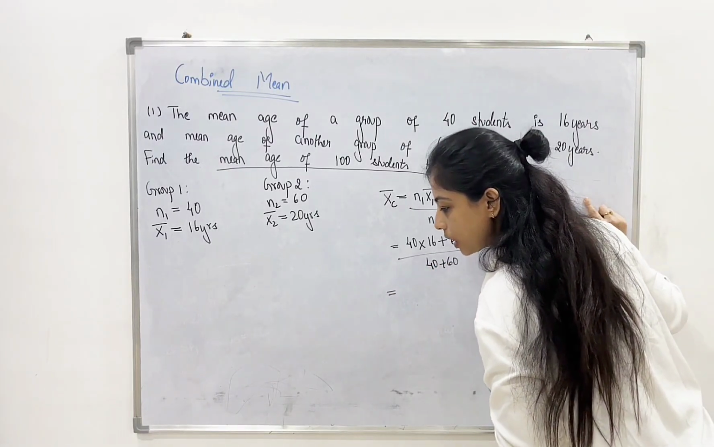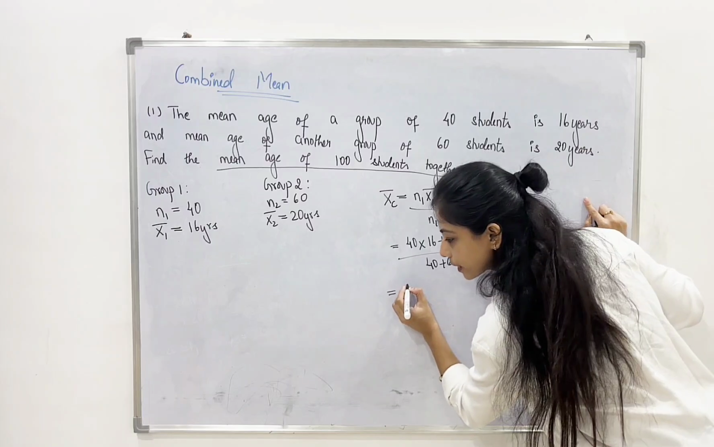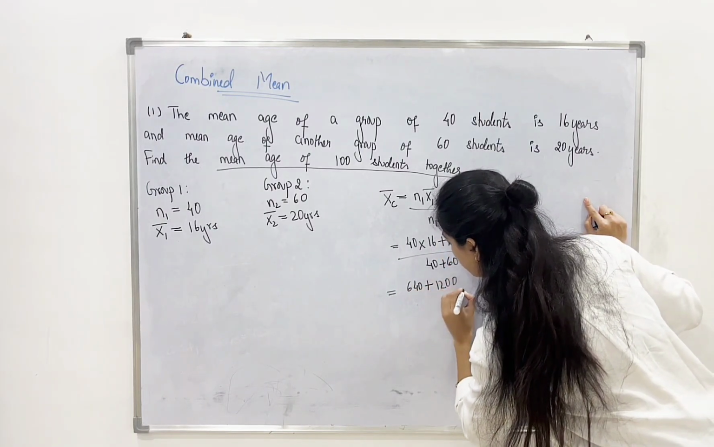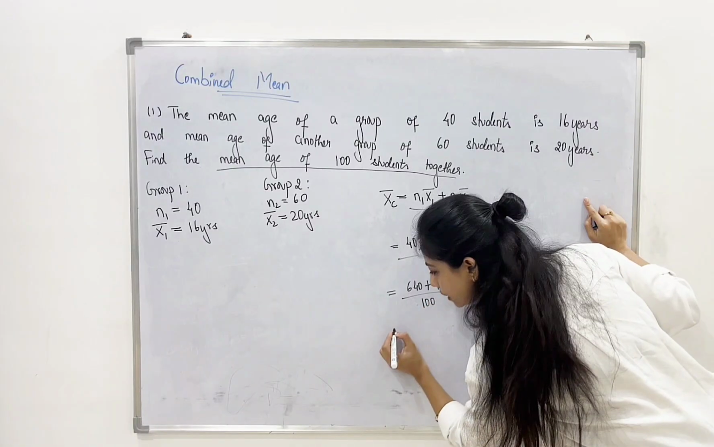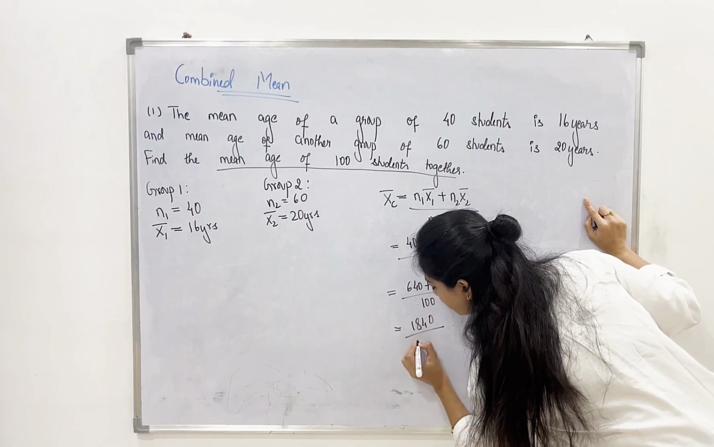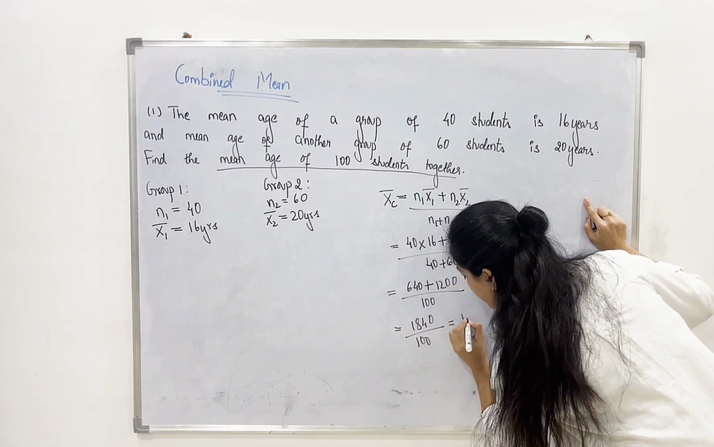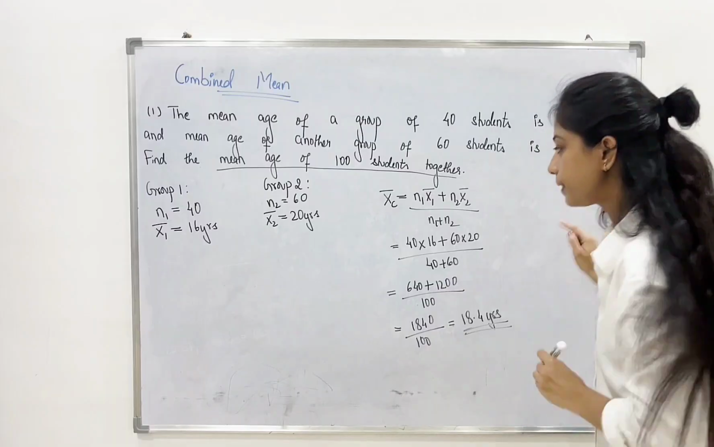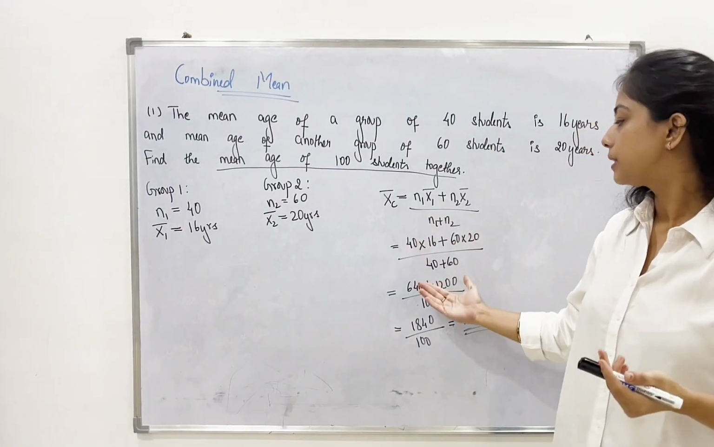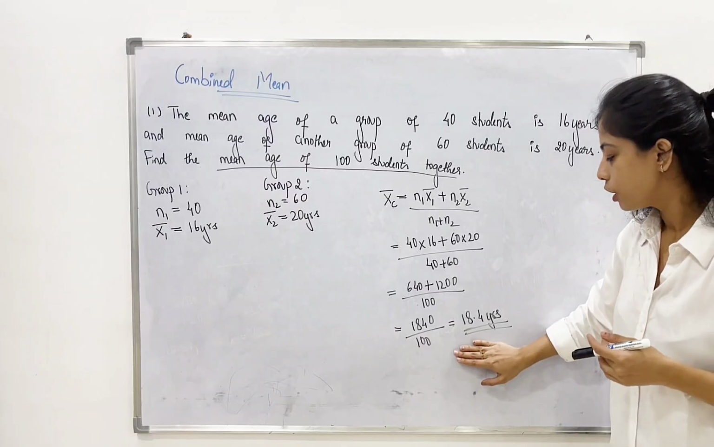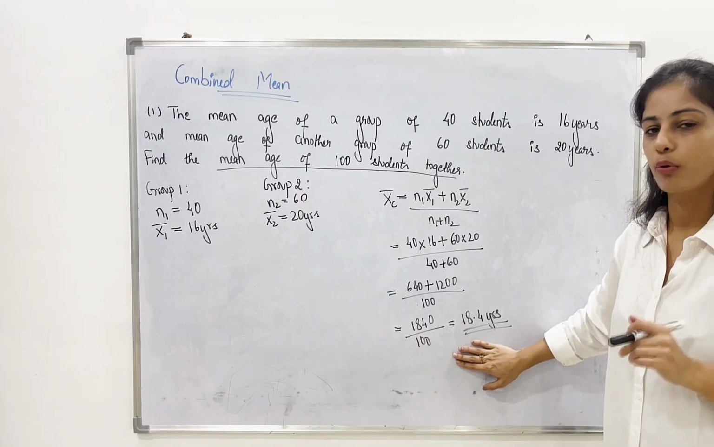So the values are coming up to 640 plus 1200 divided by 100, which will give us 1840 by 100, and the answer is 18.4 years. So this is how we can solve the formula and get the answer.